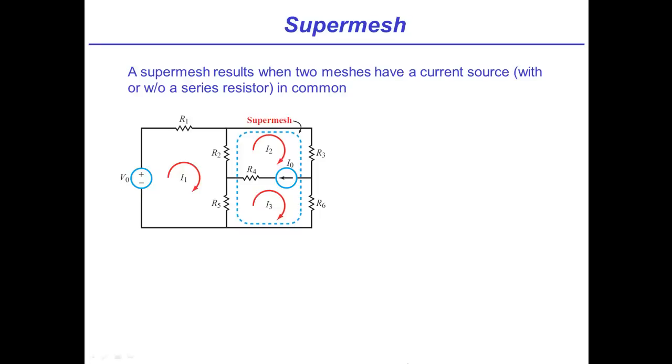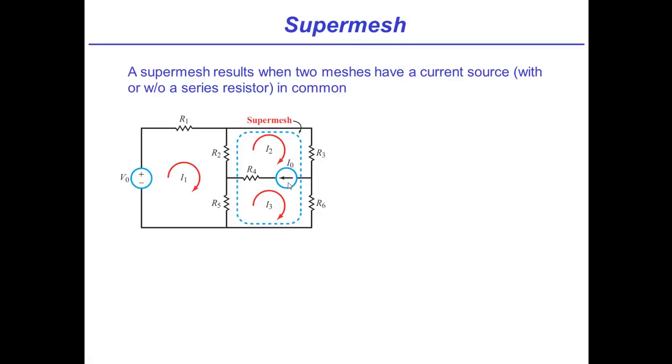Just by duality, a supermesh is a current source. It may have a resistor in series, and I'll come back and make a point about that, or it may not, but there's a current source that is shared by two meshes. You see here I2 and I3 have a current source running between them. And the problem is that once you introduce a current source there, what do we know about the current source?